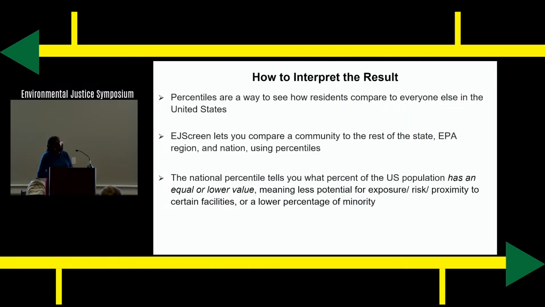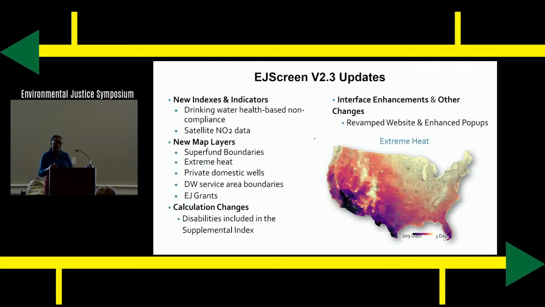So how do you interpret the results? Percentiles are a way to see how residents compare to everyone else in the United States. The EPA lets you compare different communities to the rest of the state or EPA region, using national percentiles. Percentiles also tell you what percent of the US population has an equal or lower potential risk or proximity to certain facilities, or a lower percentage of minority. That is how you interpret the result. You know, those communities that are in proximity to chemical facilities and industries, and those communities that have risk of exposure.